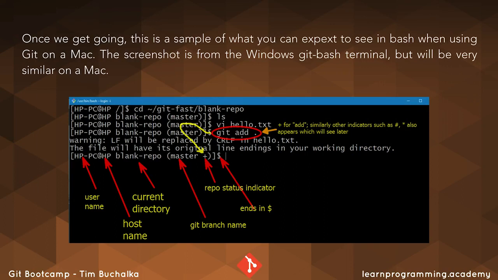All right, so once we get going, this is a sample on screen of what we can expect to see in Bash when using Git on a Mac. Now, the screenshot that I've got there is from the Windows Git Bash terminal, but the output you see will be very similar on a Mac. Now, you may have a white background, but the various commands here will be showing what is appropriate for a Git repository. And I'm going to be talking about these various things like the plus sign, the master, and the Git branch name, what all that means in future videos. For now, what we've done is we've set things up to make it a lot easier for us to be able to use Git.